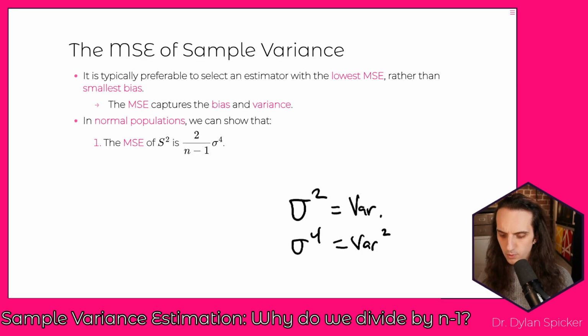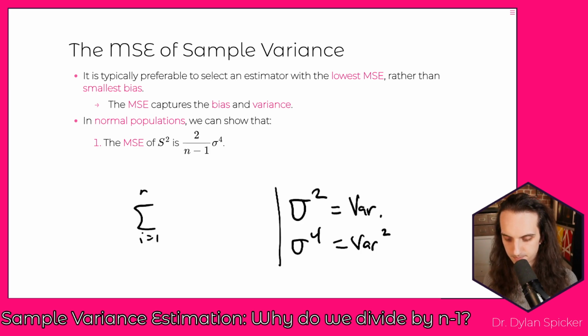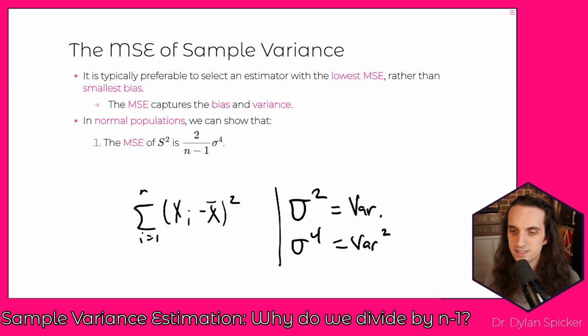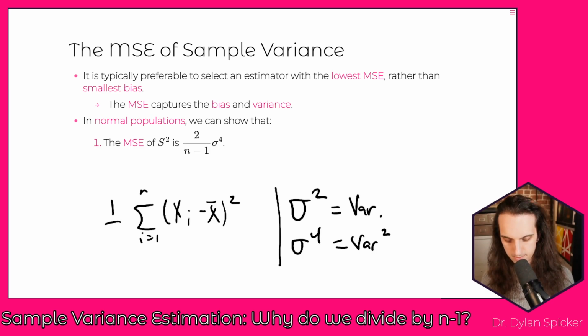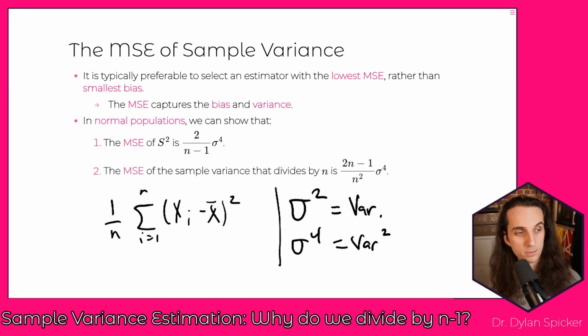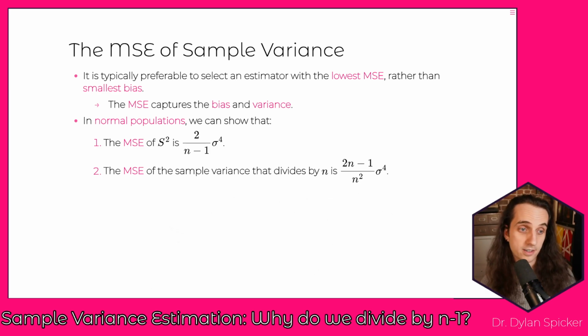But we could ask ourselves, what happens if we take a different estimator? If we still do our summation from i equals 1 to n of xi minus x bar squared, which is very natural, but instead of dividing by n-1, we divide by n, so we take 1 over n times this. If we do this, then we can show that, again in this normal population, the MSE of the sample variance is going to be 2 times n-1 divided by n squared times sigma to the power of 4. So it's a similar looking MSE, but slightly different: we have 2 times n-1 in the numerator and n squared in the denominator, rather than 2 over n-1.